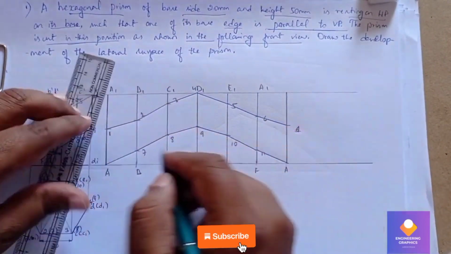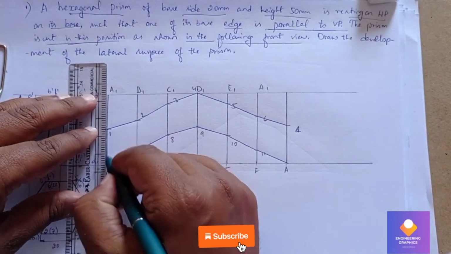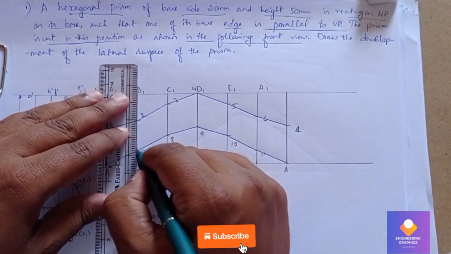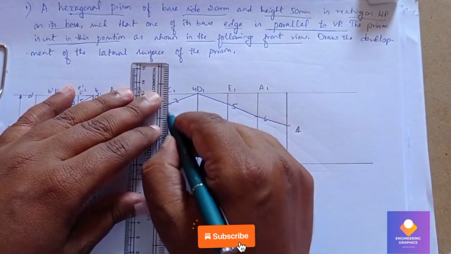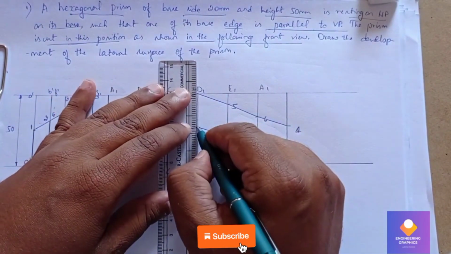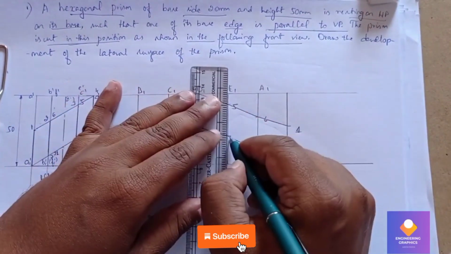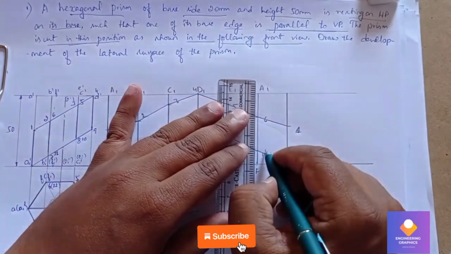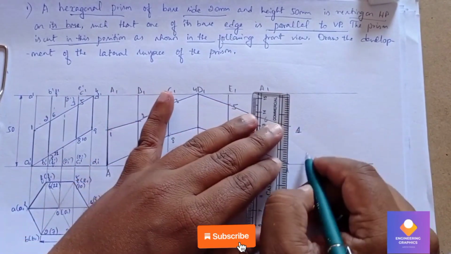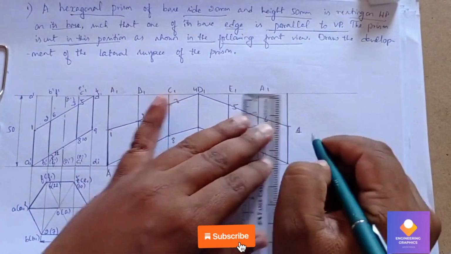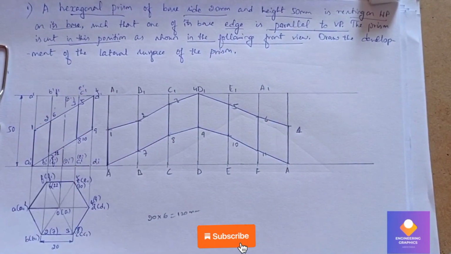Now to dark these vertical edges. This is the retained cut portion of that hexagonal prism. So we have to dark this. So that completes the problem.